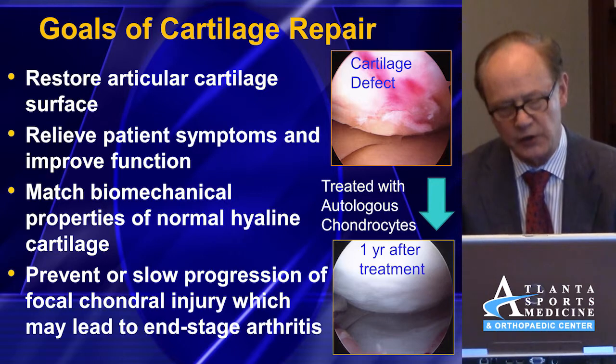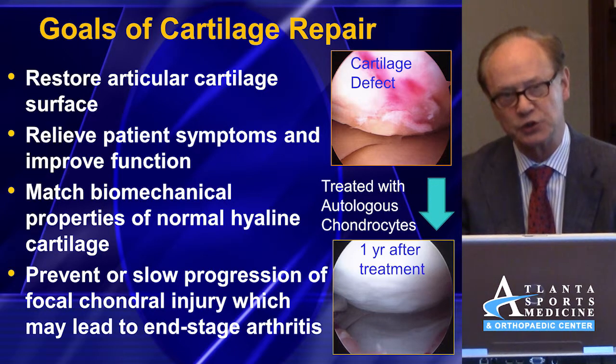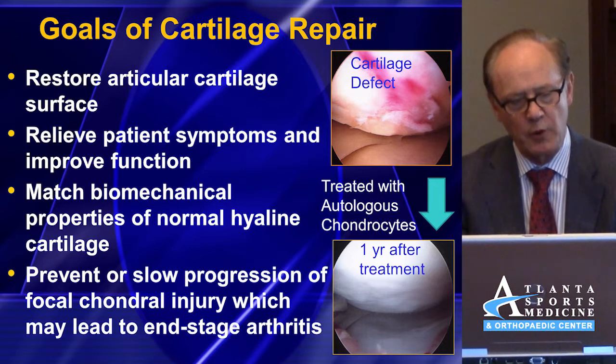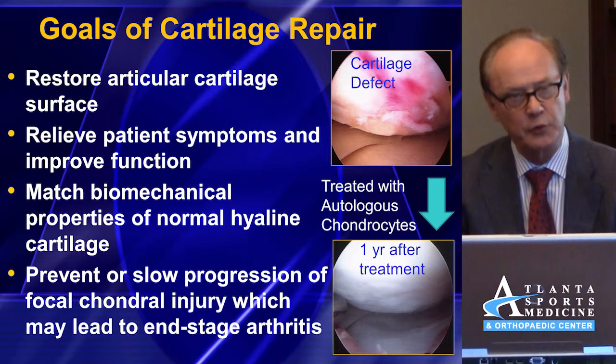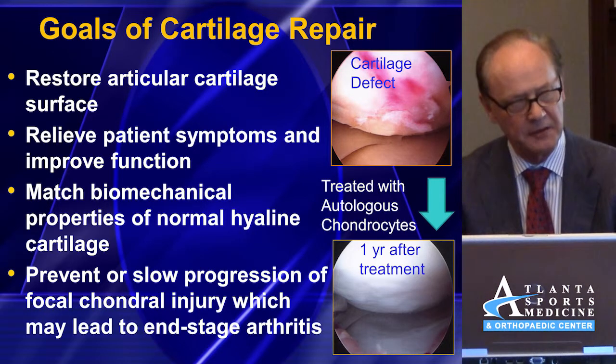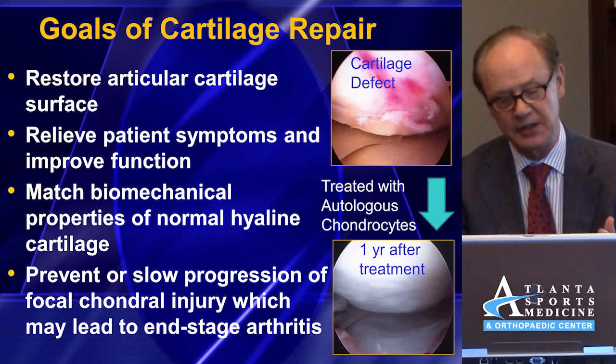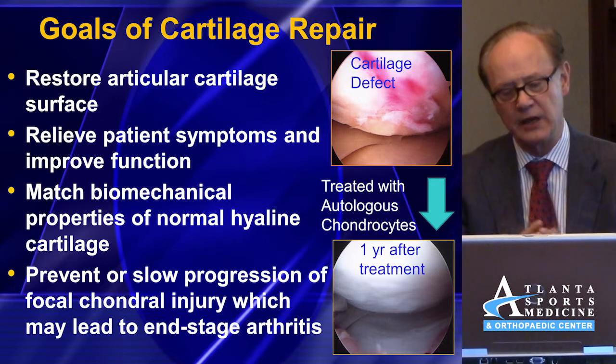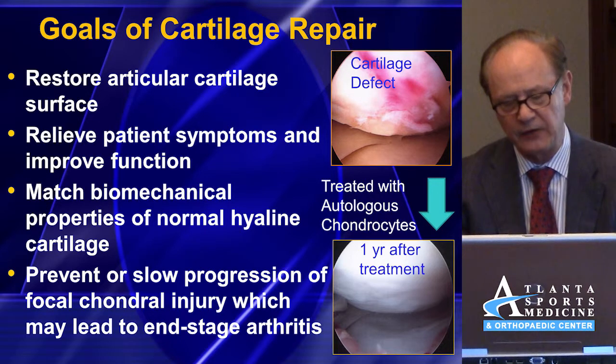Well, the goals of cartilage repair, obviously we'd like to restore that smooth surface that's in there, and fortunately there are ways that we can come close. We want to relieve patient symptoms and improve function. Obviously that's the foremost thing. We'd like to match those properties of protecting the bone, and then we'd like to hopefully slow that progression that I talked about before, the progression to early arthritis. Those are really what we're trying to do. And fortunately, we have ways to do it.